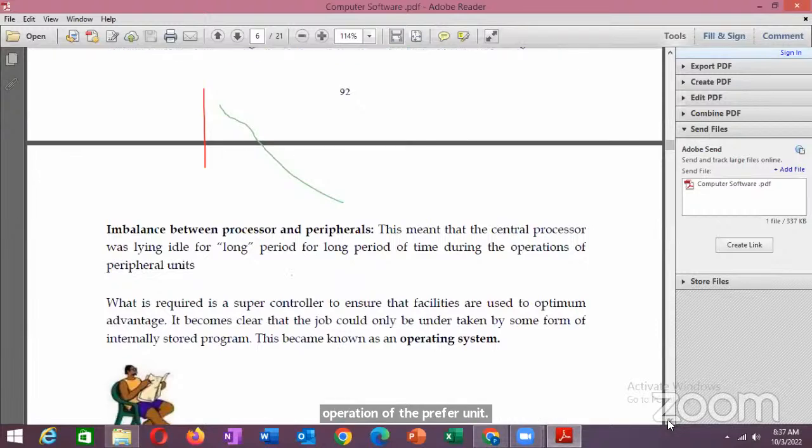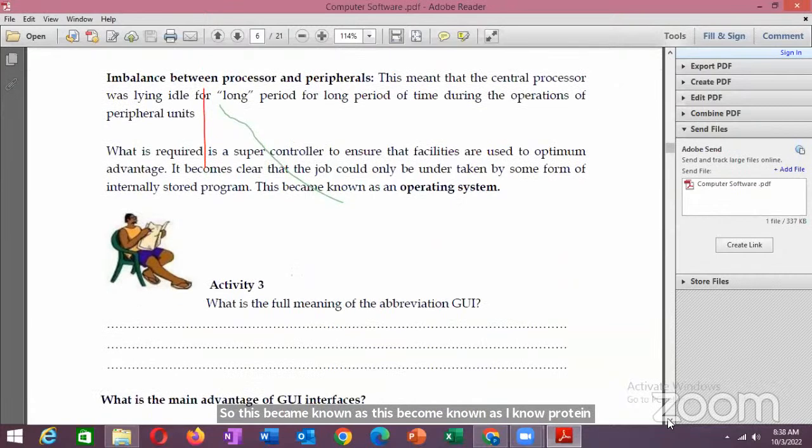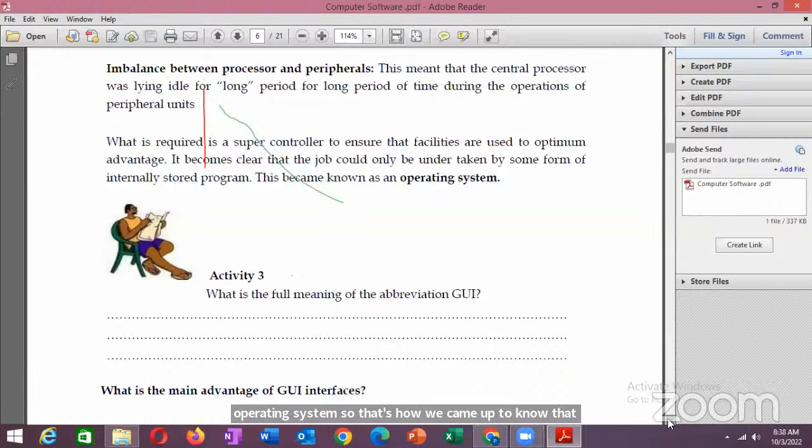So what is required is a supercontroller to ensure that facilities are used to optimal advantage. It became clear that the job could only be undertaken by some form of internally stored program. This became known as an operating system. So that's how we came to know that the operating system is important.